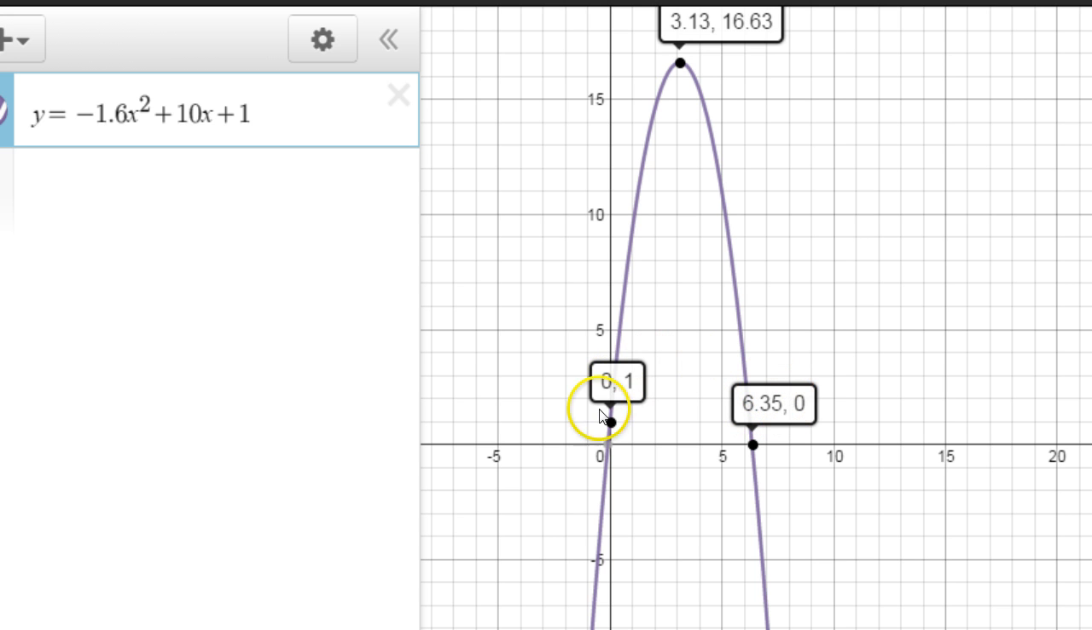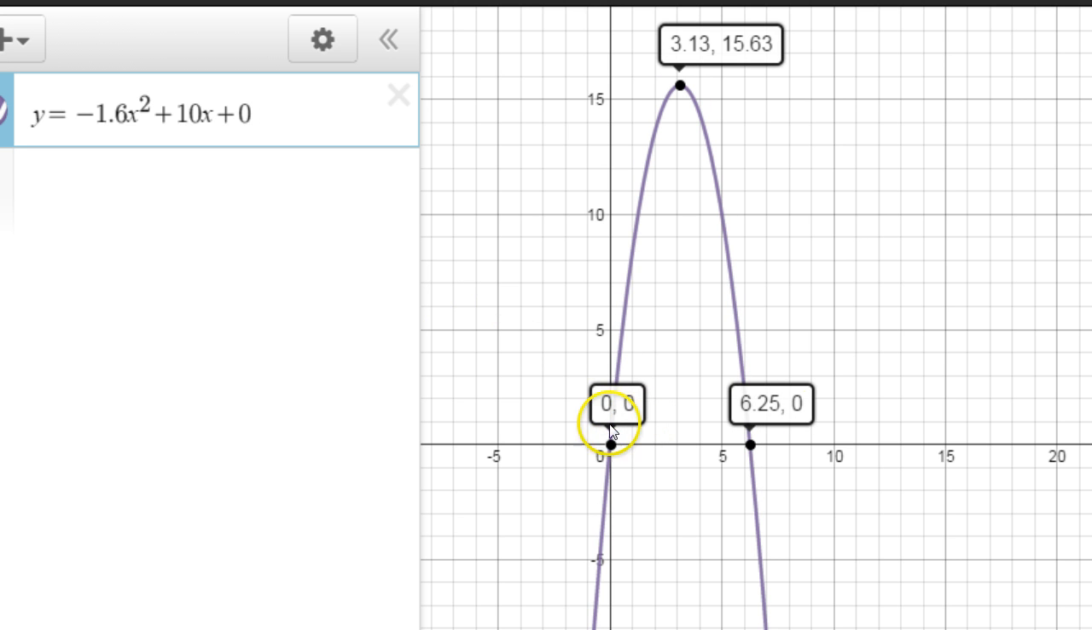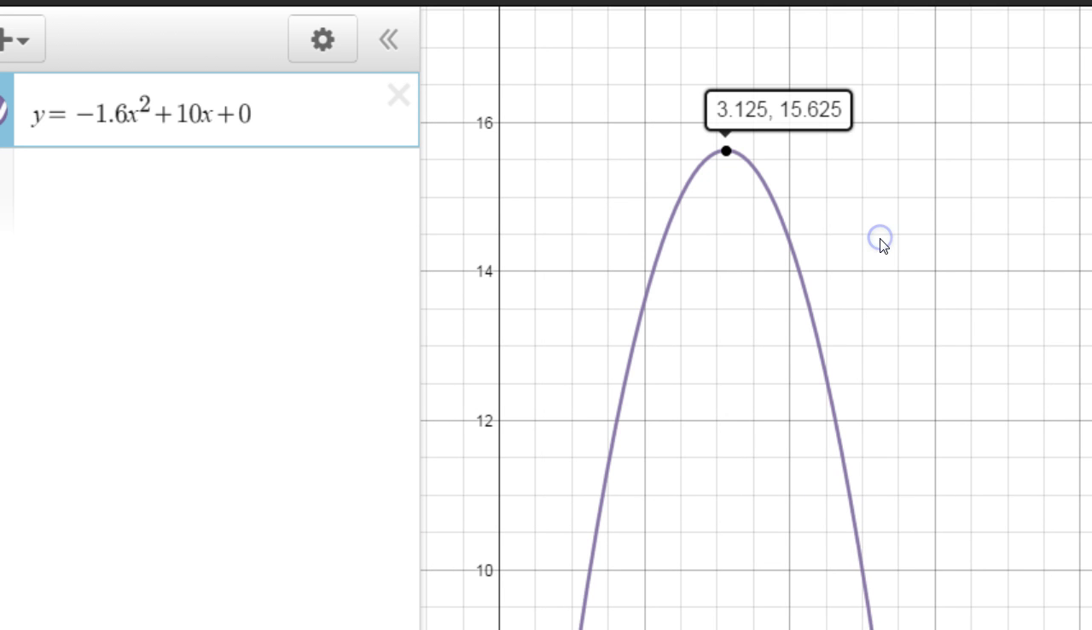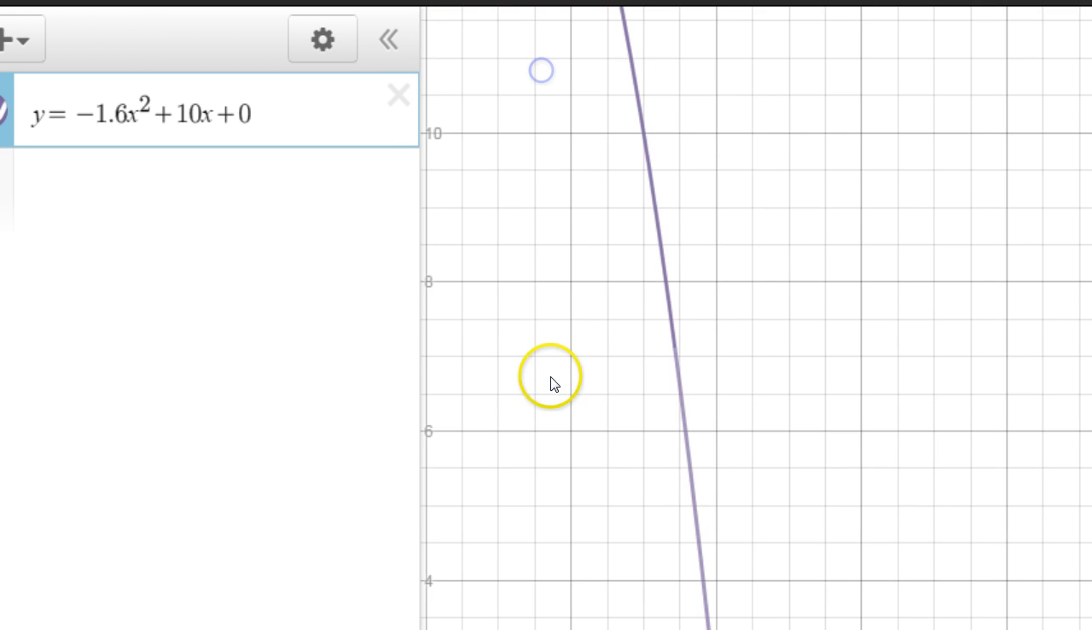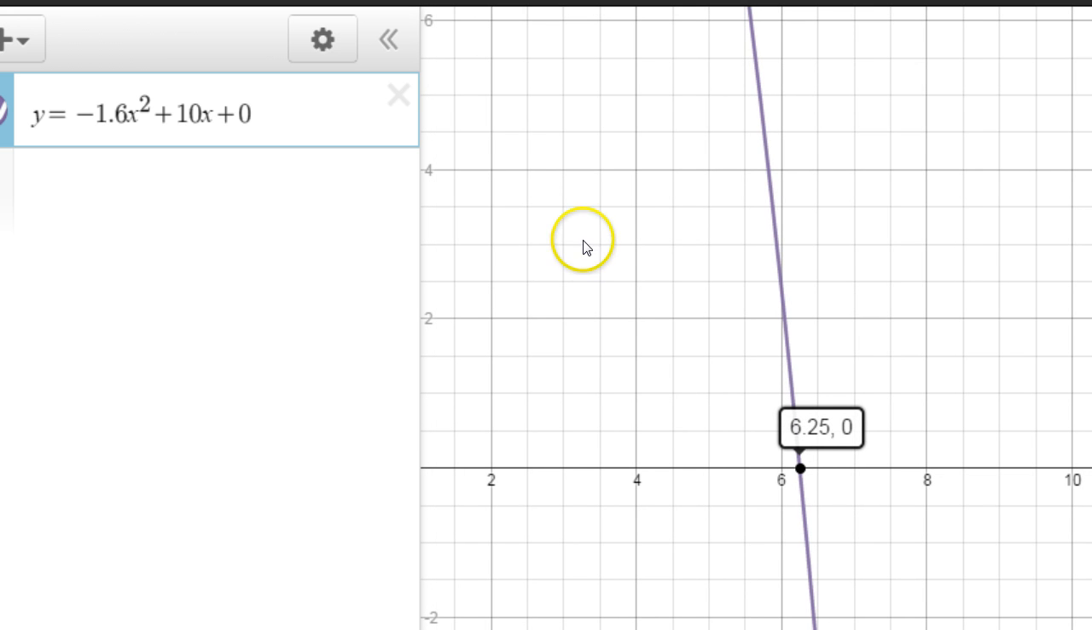Now, because we're starting at an initial height, this is not going to be exactly halfway. So this is not exactly halfway in between. But if we did start at 0, let's make that 0, it would be exactly halfway in between. If you zoom in close enough, you can actually see 3.125 and then 6.25 right there.